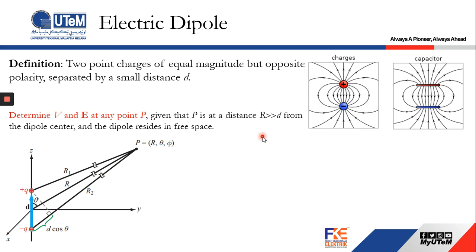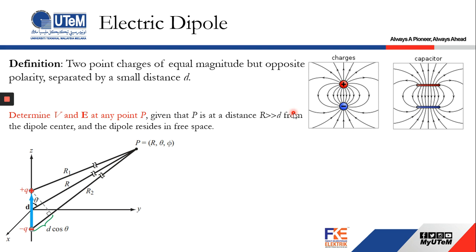For an electric dipole, we want to determine the electric scalar potential V and electric field intensity E at any point P. So in this graphical representation, P is represented as this coordinate here. So we assume that the coordinate P is at a distance R, which is much larger than the separation distance D.